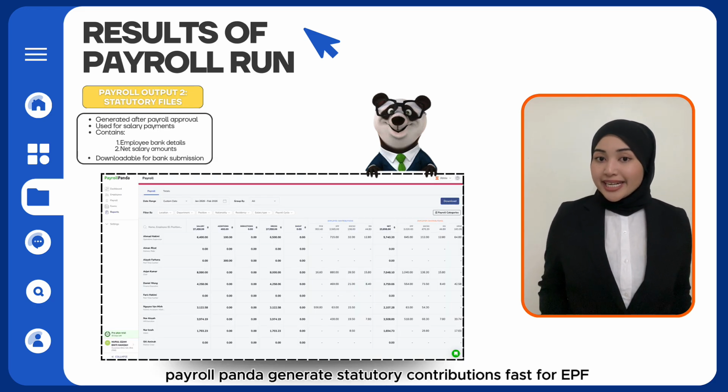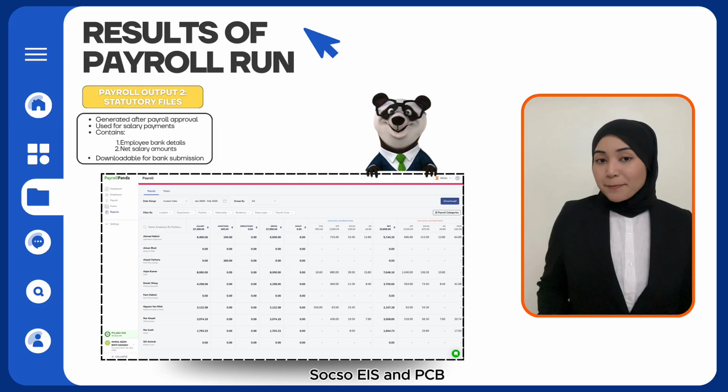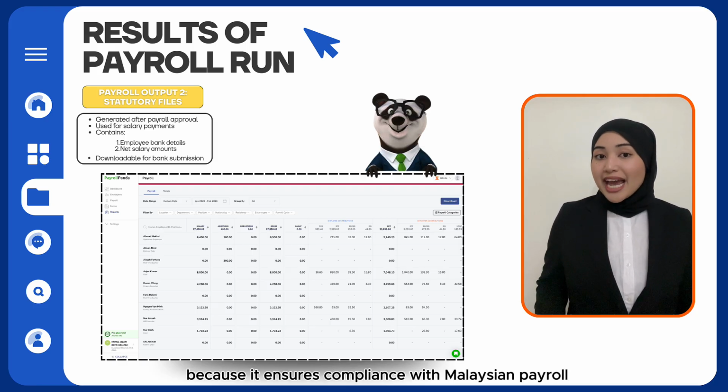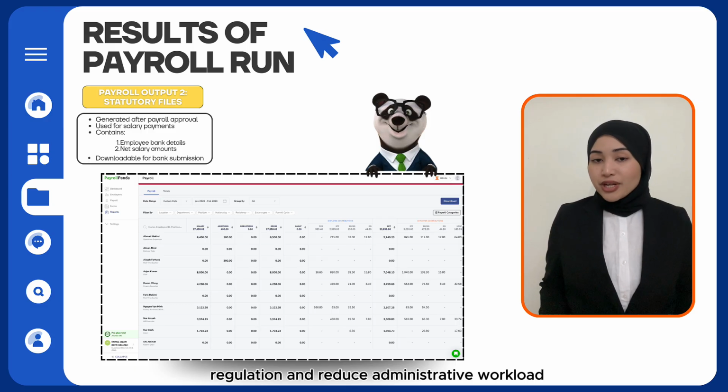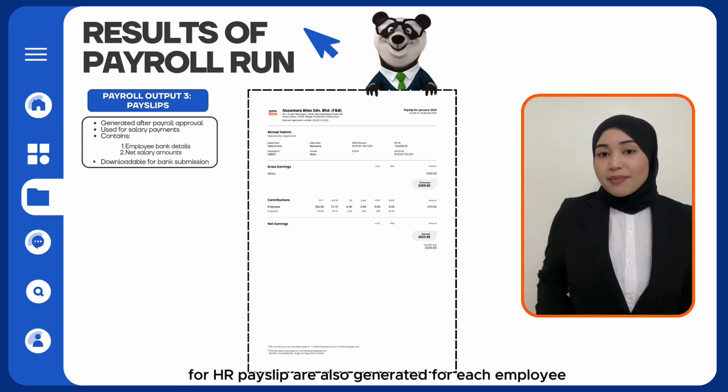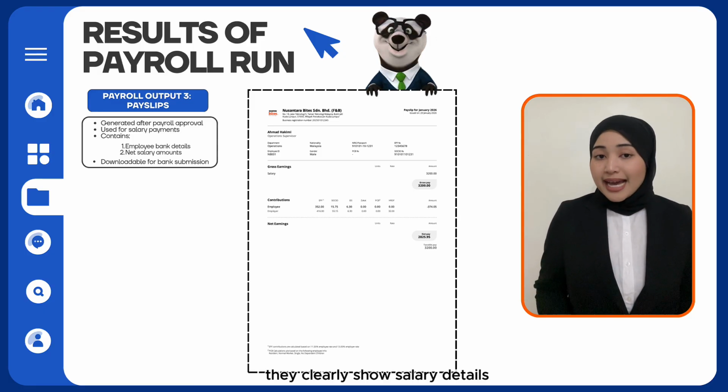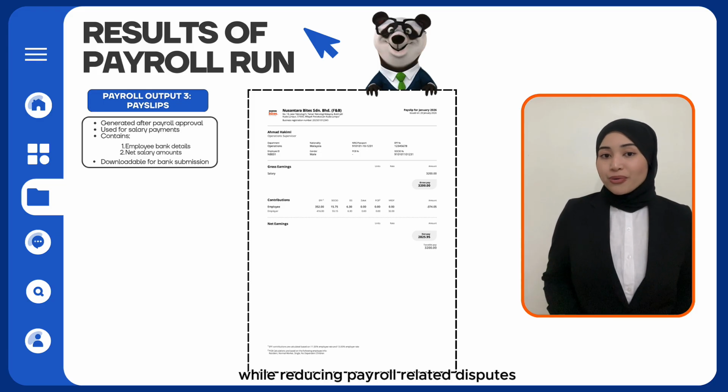Next, Payroll Panda generates statutory contribution files for EPF, SOCSO, EIS, and PCB. This is important because it ensures compliance with Malaysian payroll regulations and reduces administrative workload for HR. Payslips are also generated for each employee. They clearly show salary details, deductions, and net pay. This promotes transparency and helps build employee trust while reducing payroll-related disputes.